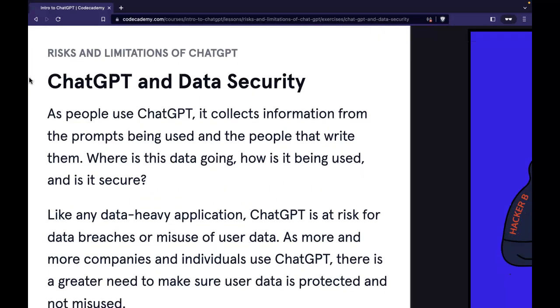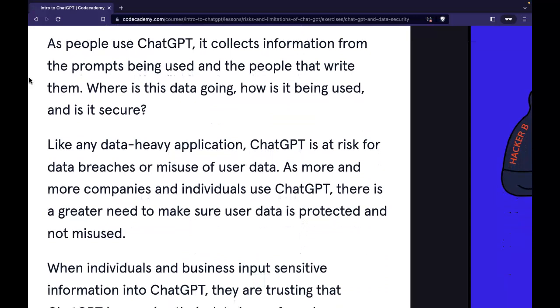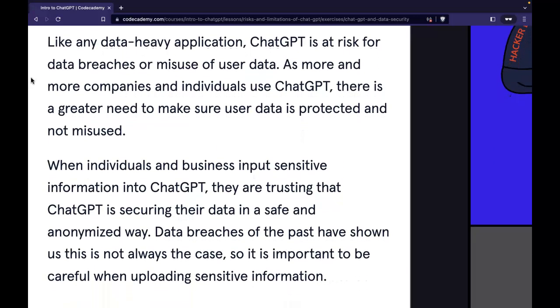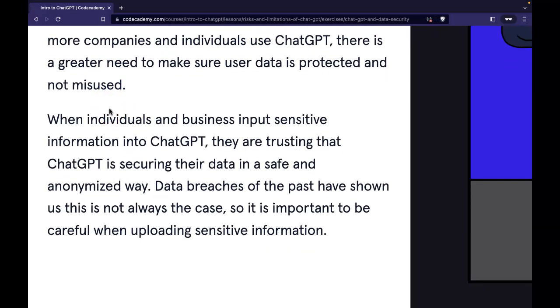ChatGPT and data security. As people use ChatGPT, it collects information from the prompts being used and the people that write them. Where is this data going? How is it being used? And is it secure? Like any data-heavy application, ChatGPT is at risk for data breaches or misuse of user data. As more companies and individuals use ChatGPT, there's a greater need to make sure user data is protected and not misused.